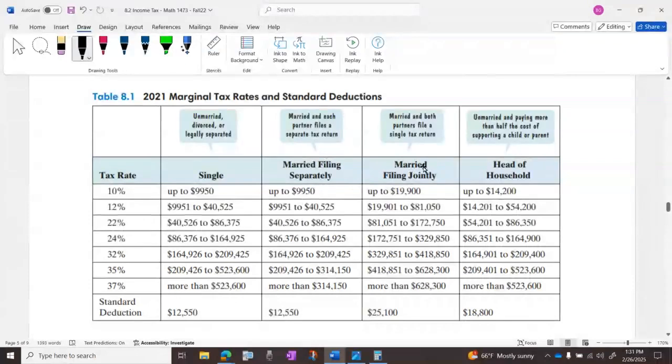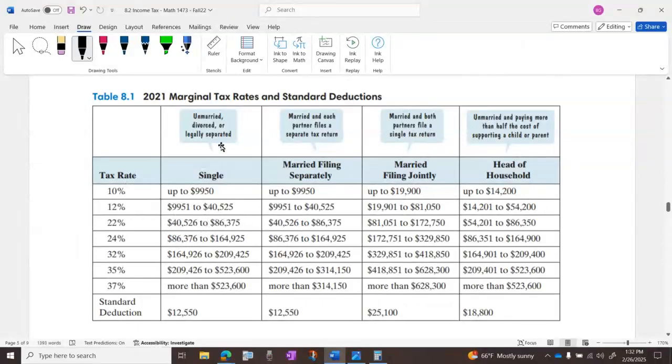The third category is married filing jointly. And then the last category is the head of household. Who is eligible to be a head of household? You have to be unmarried. You do not have a spouse, and you have a dependent. You have children or elders that depend on you. I think there's a more specific standard, like how much percent of your income has to support them. Here it says unmarried and paying more than half the cost of supporting a child or a parent. So then you are eligible to be the head of a household. The tax rate is different.